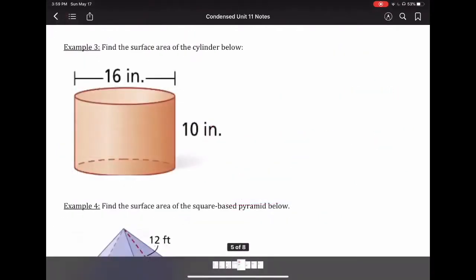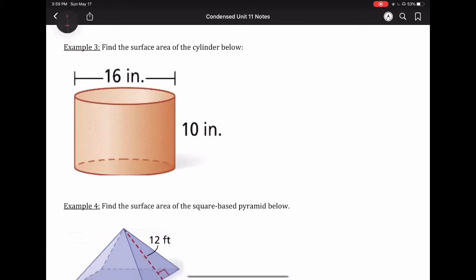Example 3 says to find the surface area of the cylinder below. When I'm looking at the cylinder, I'm recognizing that the net of a cylinder gives us a circle on the top of a rectangle connecting to the bottom base, which is also a circle. So I have to find my two bases, and I have one face, or the rectangle that curves around to create our cylinder.